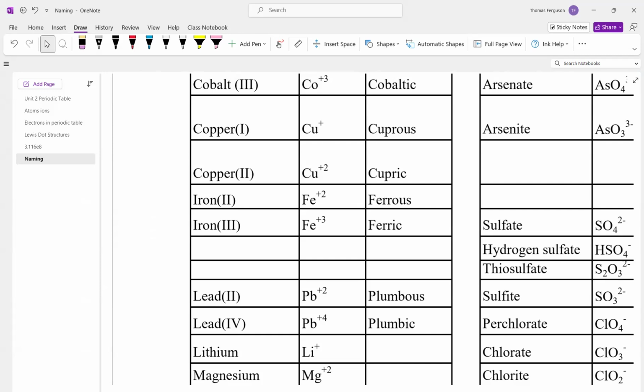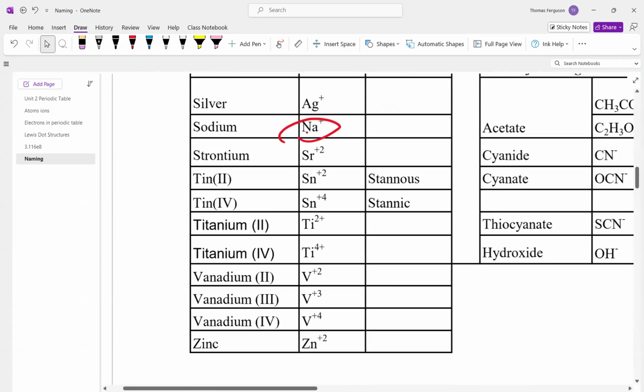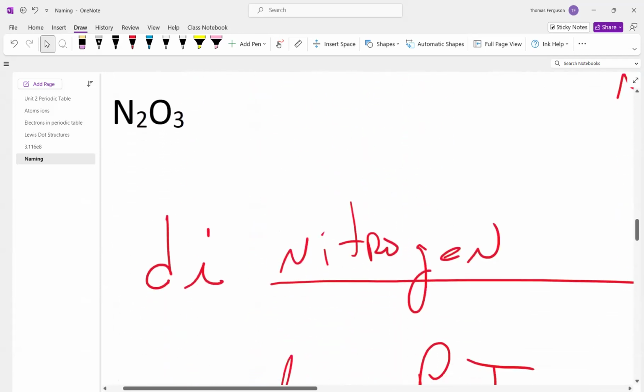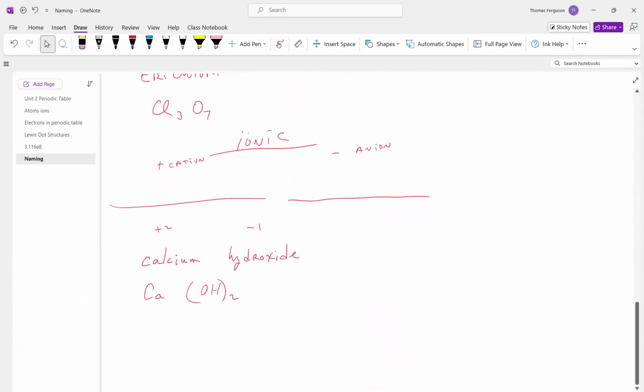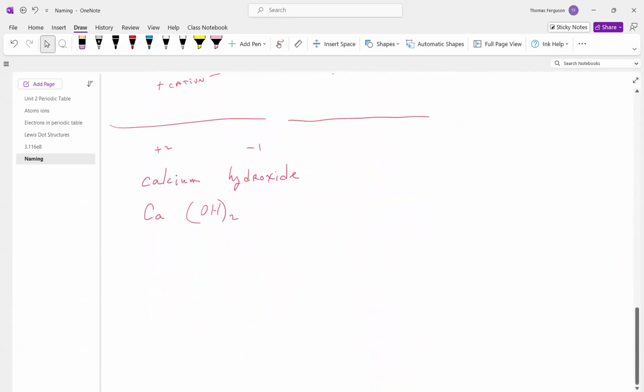Just be aware sometimes there are two names for something, and that only applies to the elements in the middle there, because they form multiple ions. Okay. All right.